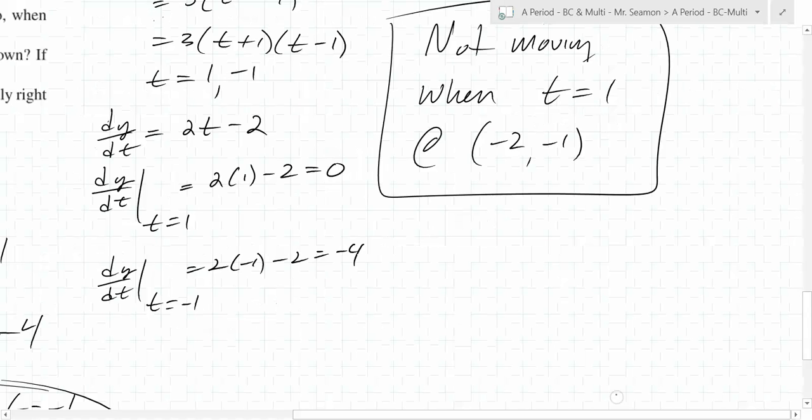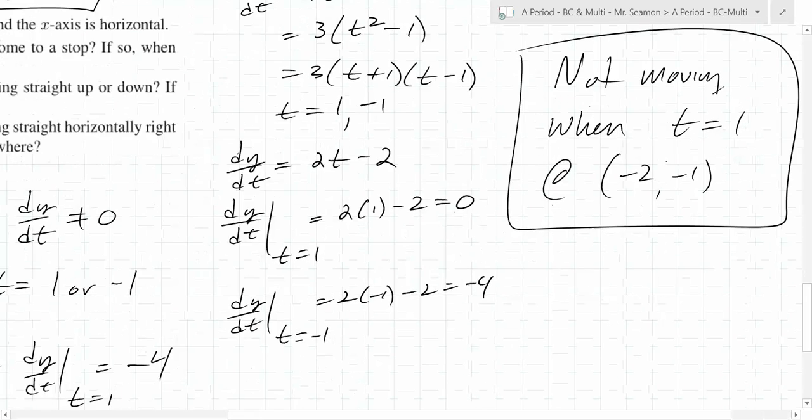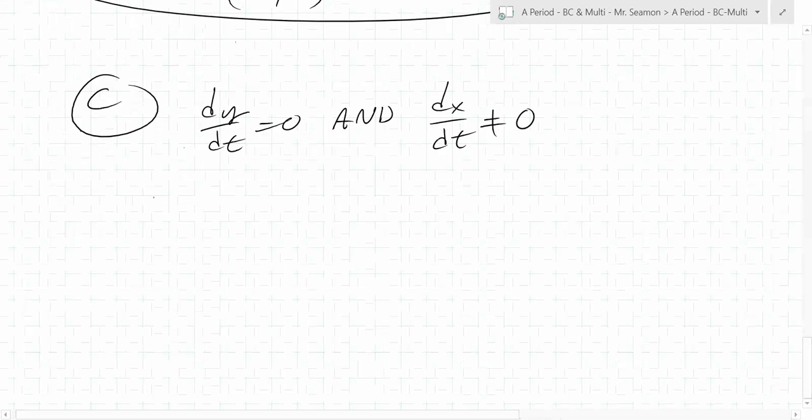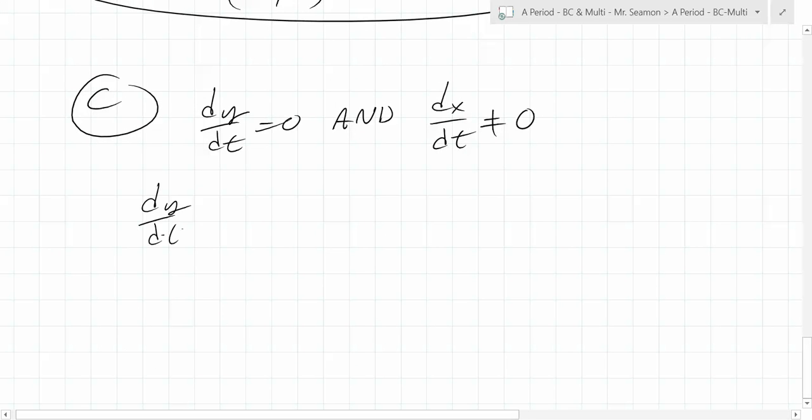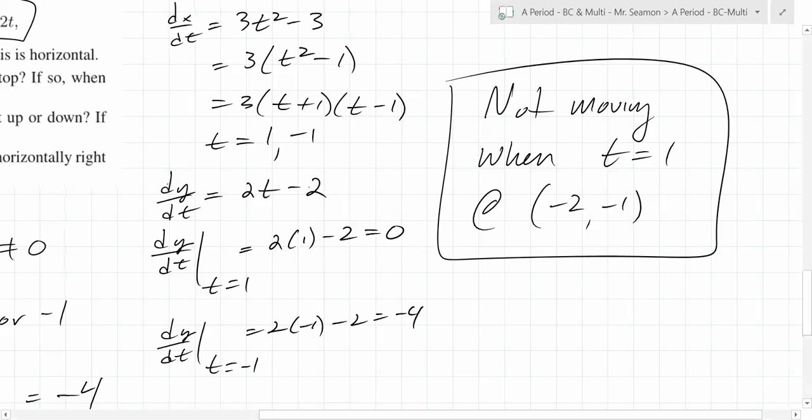Any questions on what we know? What is dy/dt? 2t minus 2. dy/dt equals 0 when what is true? When t is equal to 1, right? Because dy/dt is 2t minus 2.